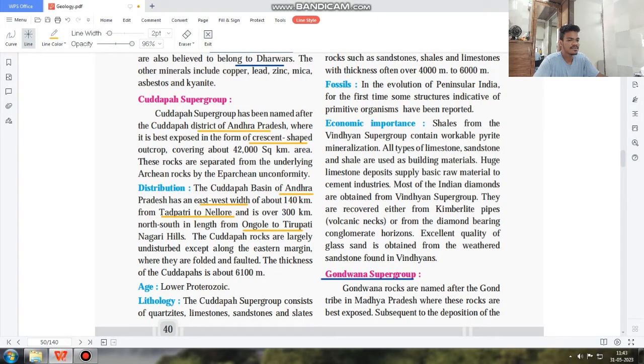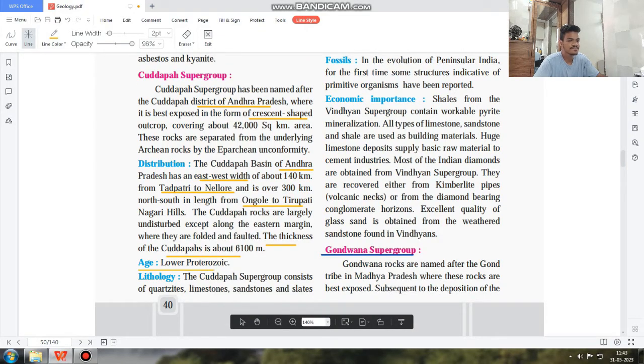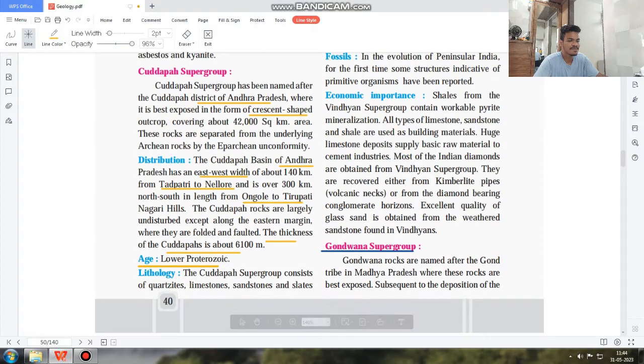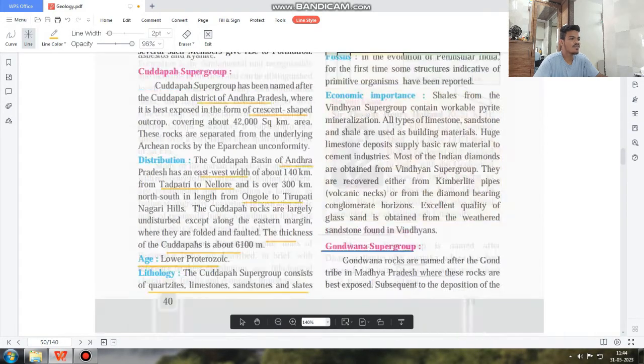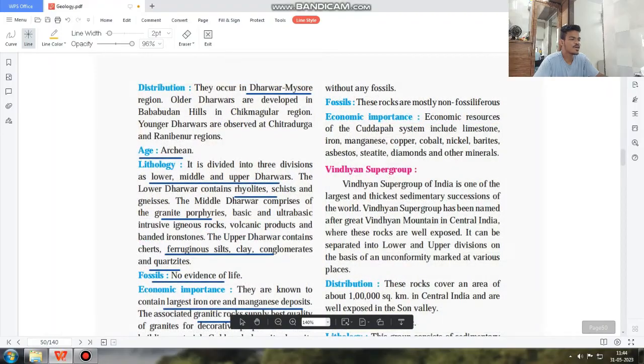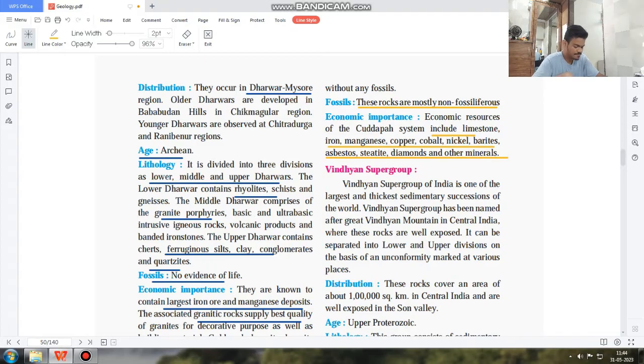Thickness you can say. Okay, next important: age, lower Proterozoic. Lithology consists of all this sedimentary, basically quartzite, limestones, sandstone, slates. Fossils: they are non-fossiliferous. Important. Economic importance: limestone, iron, manganese. You can remember, and don't remember all, just remember at least 2 or 3. That's it, khatam.